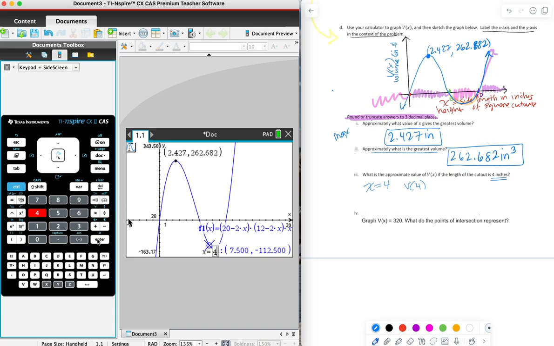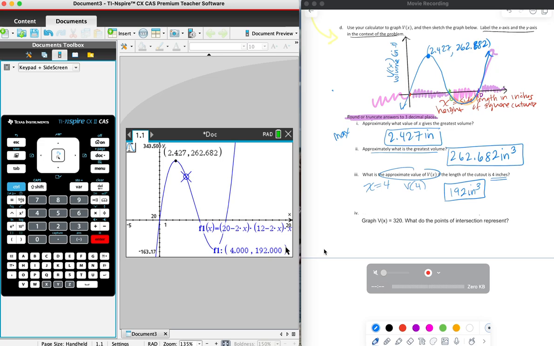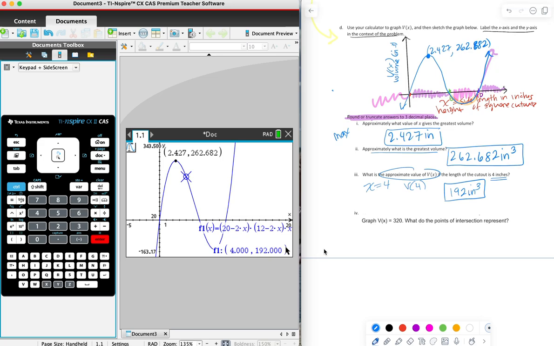You push enter, and then it gives you that ordered pair. When x is 4, my y value is 192.000. So what is the approximate value of the volume? Well, it's actually exact. It's just 192 inches cubed. Or if it's 0.000, you can just leave it. It's just 192. Another option that you could do is use the table.